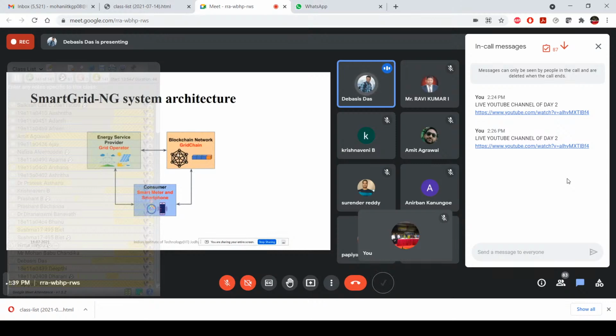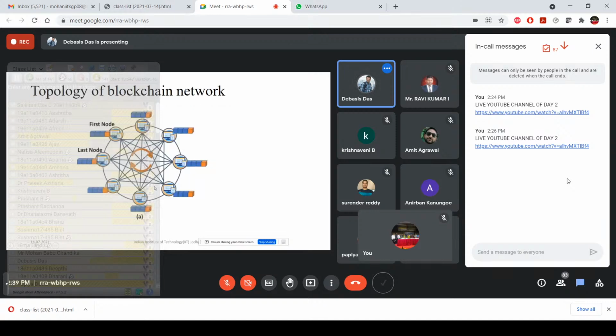We can create the logical ring concept. Here we implement the techniques, and here the grid operator, energy service provider, and then the consumer is basically the smart meter and smartphone type of concept we can use. So this is the logical ring creation.